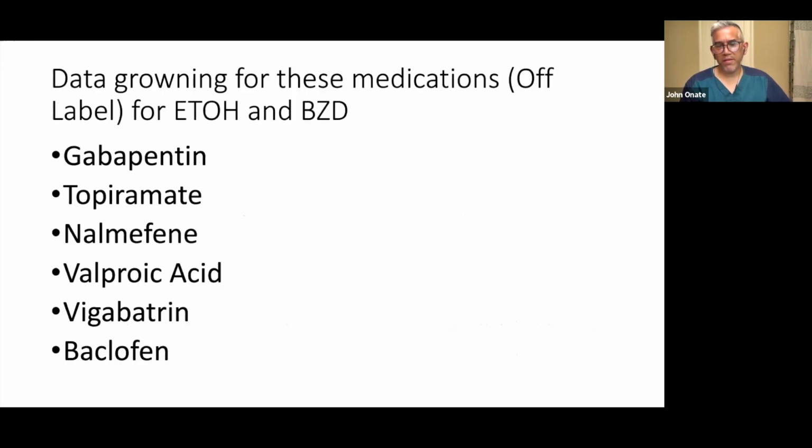And some of the medicines I talked about for the treatment of alcohol and benzodiazepine withdrawal, you could also use for treating cravings and to try and help a person from having a relapse back into overuse. And so gabapentin, topiramate, nalphenamine, valproic acid, vigabatrin, and baclofen.